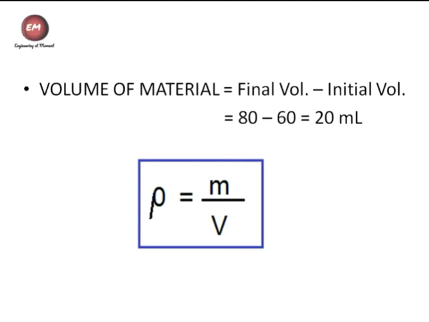According to Archimedes principle, volume of material is final volume minus initial volume, and in this example it is 80 minus 60 is equal to 20 ml. Now density is equal to weight upon volume. We had got the weight from weighing machine, and volume we have calculated here, so we can calculate density easily.